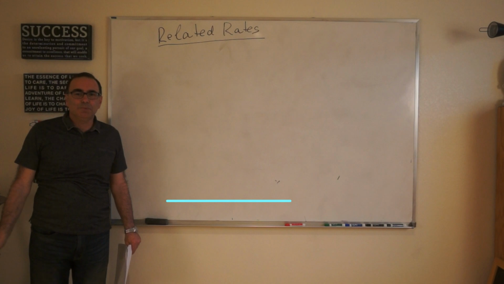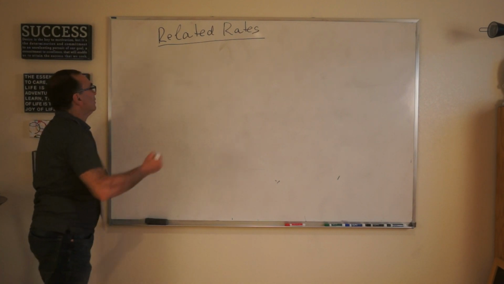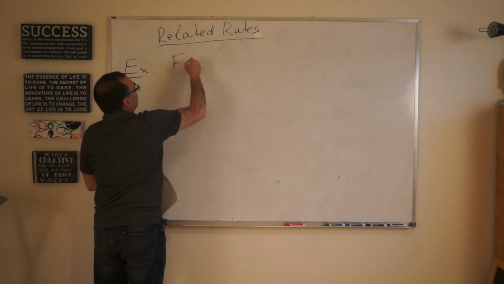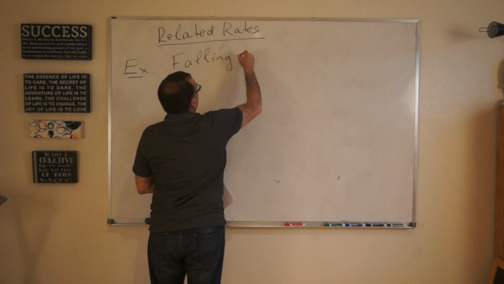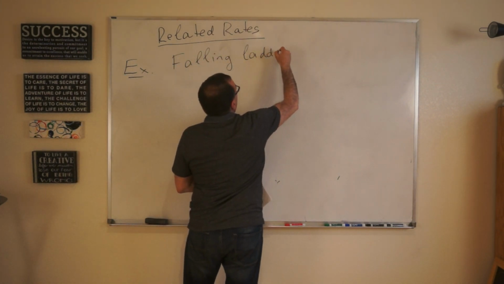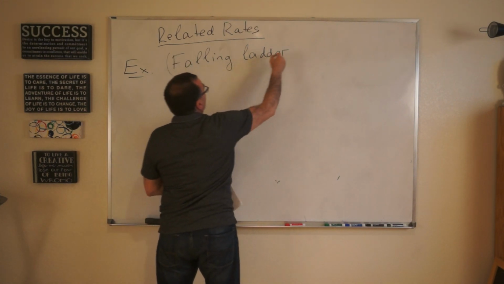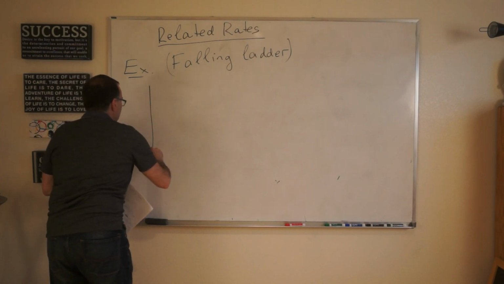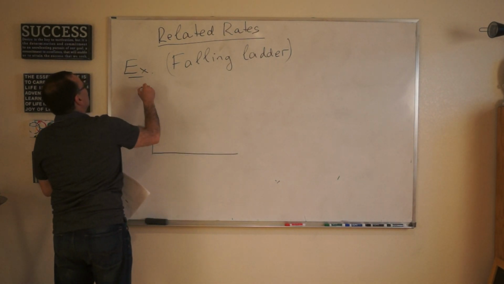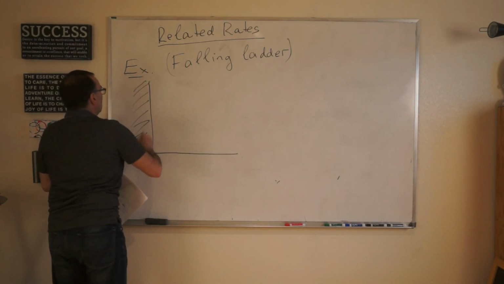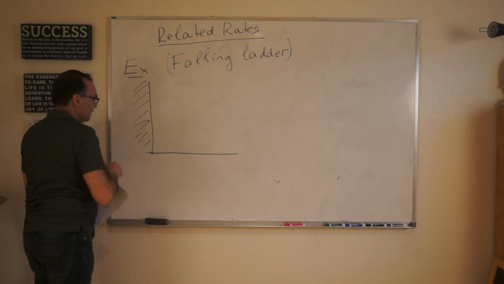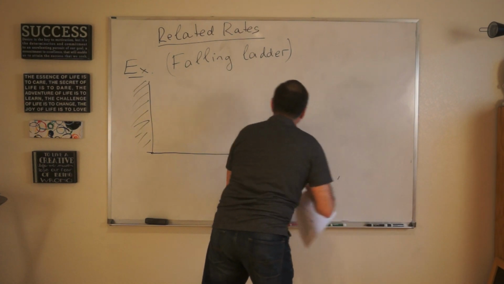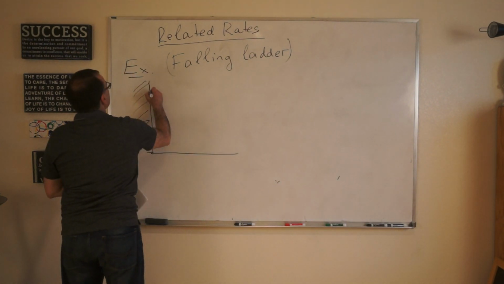So here is another example of related rates. Example about falling ladder. So here is the idea. There is a certain wall, let's say wall of a building, and then there is a ladder that is leaning against this wall like this. Let's say this is my ladder.